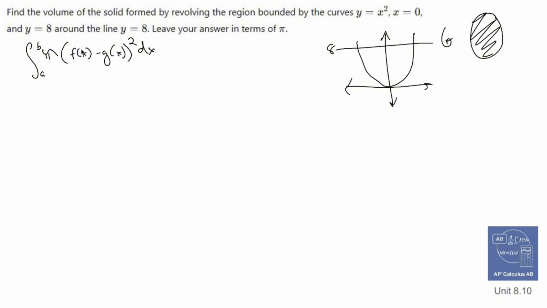Okay, so we need our limits of integration before we can do anything. Our limits are found by taking the original equation, x squared, and setting that equal to 8 so I can find out where x squared and 8 intersect. Oh, no way. This is going to be terrible. Square root, plus or minus, x is going to equal positive or negative 2 root 2. Oh, I hate it.